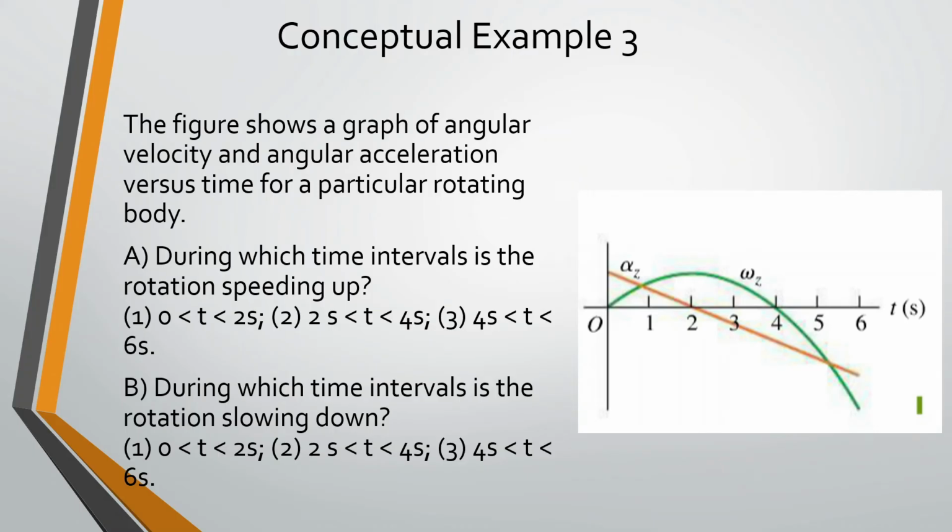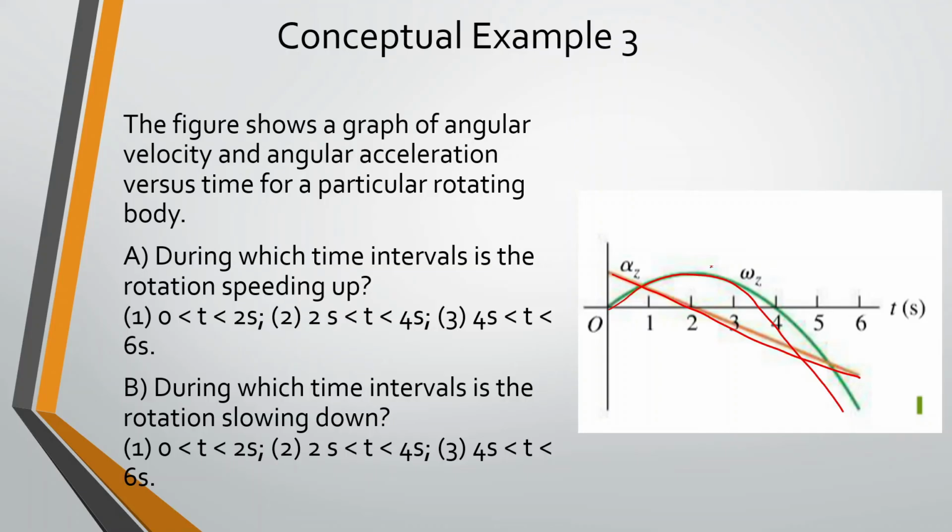All right, let's look at this. The figure shows a graph of angular velocity. So the angular velocity, I'm not sure what color this is. I think it's green. I'm colorblind. And then what we have is an angular acceleration versus time for a particular rotation. During which time interval is the rotation speeding up?